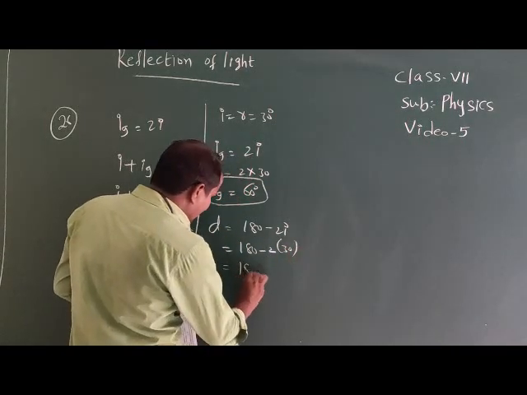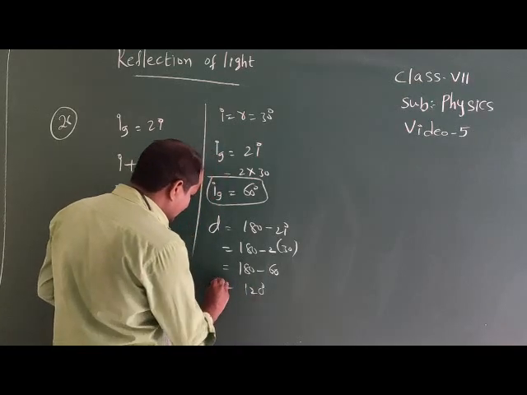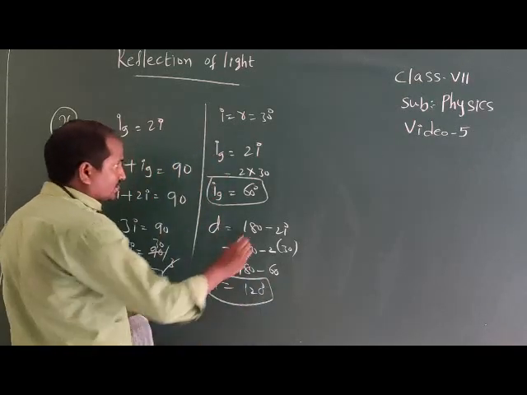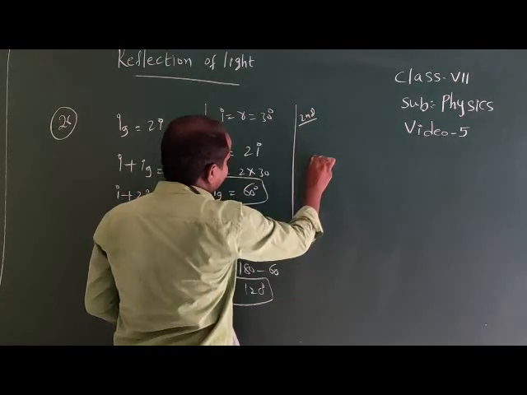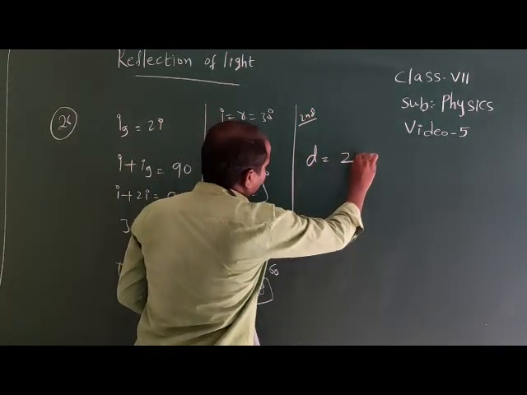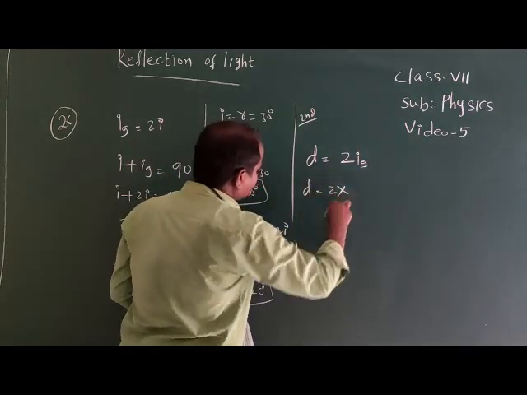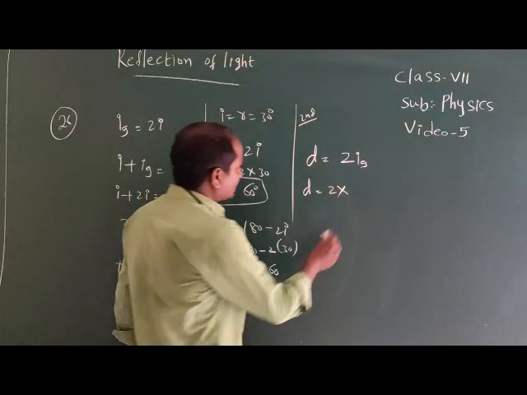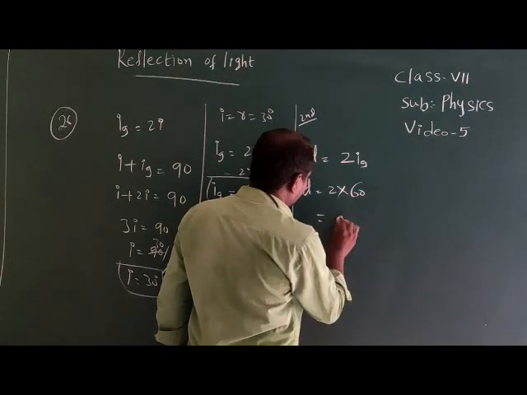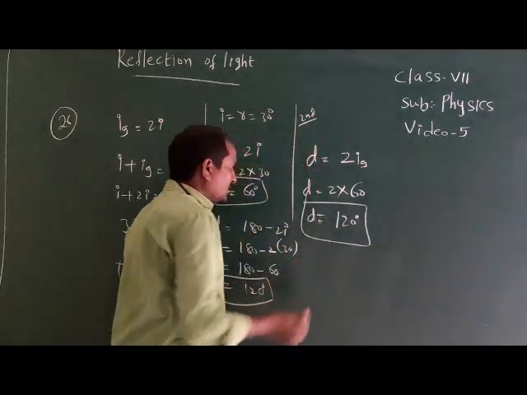Okay, so 180 minus 60 equals 120 degrees. So the angle of deviation equals 120 degrees. For the second method to find the angle of deviation, D equals 2Iz. So D equals 2 into Iz. Iz equals how much? 60. So 2 into 60 equals how much? 120 degrees. D equals 120.